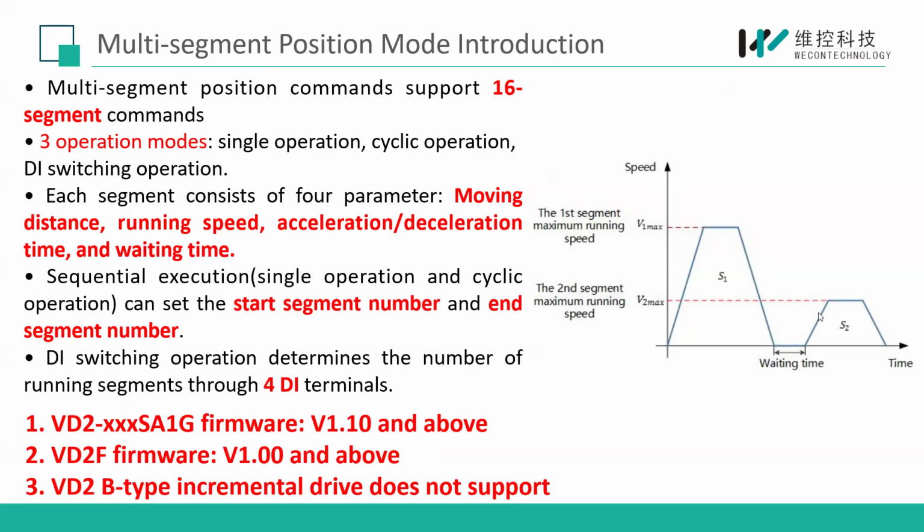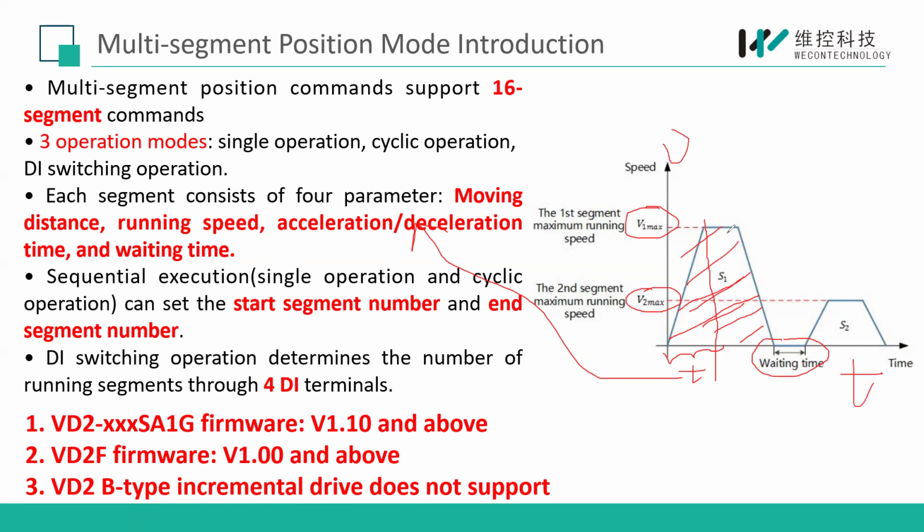Here you can see segment 1, segment 2. And this is the waiting time. Waiting time is the time between 2 segments. And this is the running speed of segment 1. This is the running speed of segment 2. And here, this acceleration time, you can also set it. And this is our moving distance, because this is a VT curve, so we can know this area. This area is the movement.